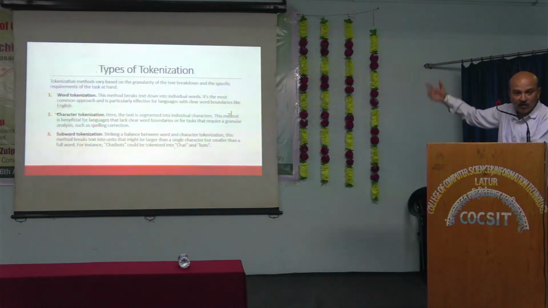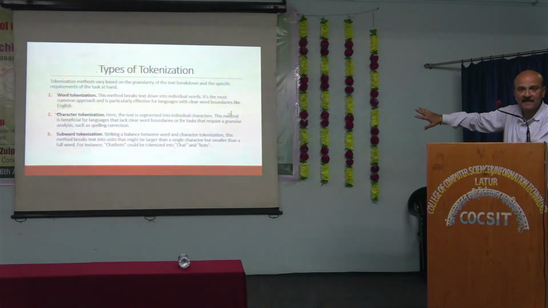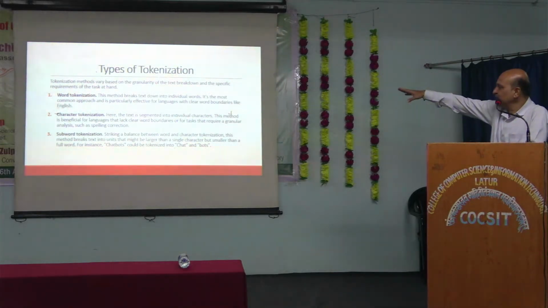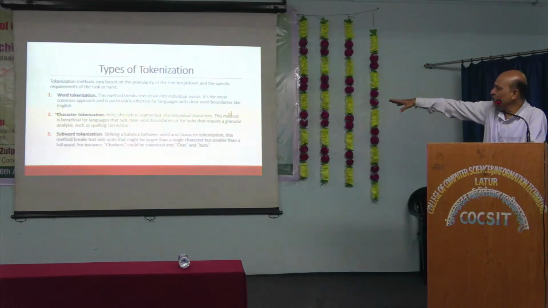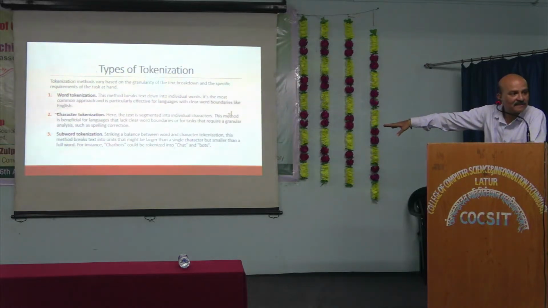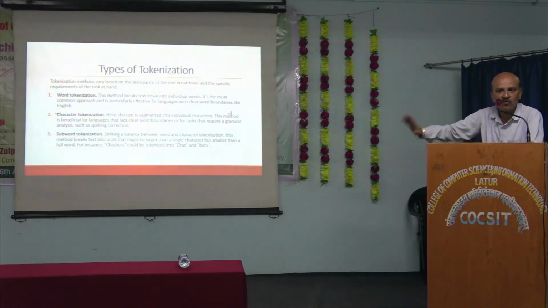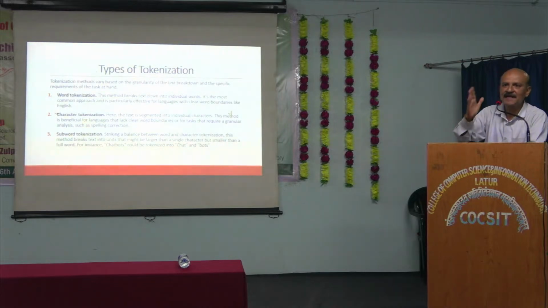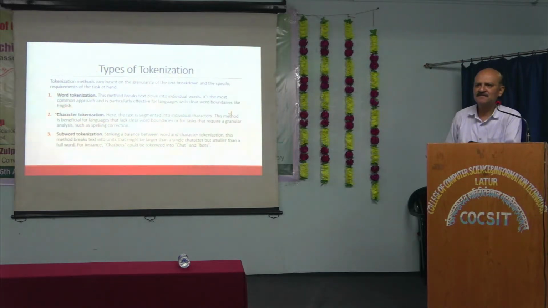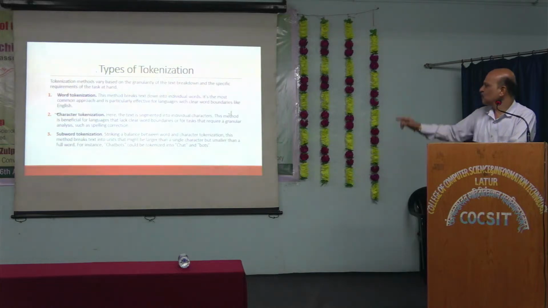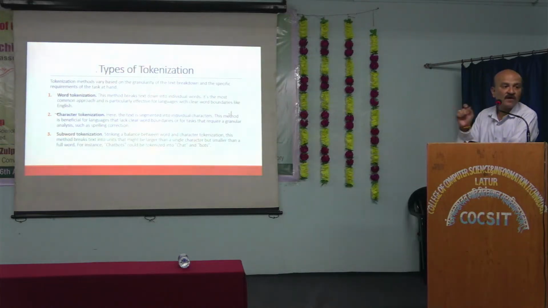In tokenization, how many types are there? The first one is word tokenization, then character tokenization, and sub-word tokenization. In simple terms, tokenization means you are breaking the text into characters, words, sentences. So word tokenization is word by word, character tokenization is character by character, and then sentences and sub-words.